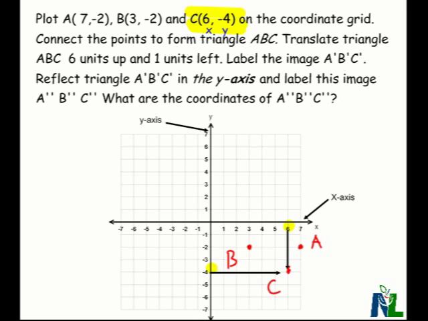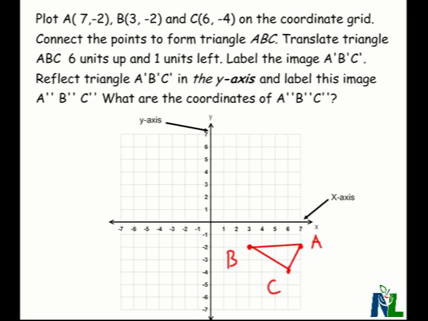Next, we have to connect up our points to make a triangle. We connect A to B, B to point C, and C back to A, and we now have triangle ABC. Next, we have to translate triangle ABC 6 units up and 1 unit left. We do this by translating each vertice of triangle ABC 6 units up and 1 unit left.